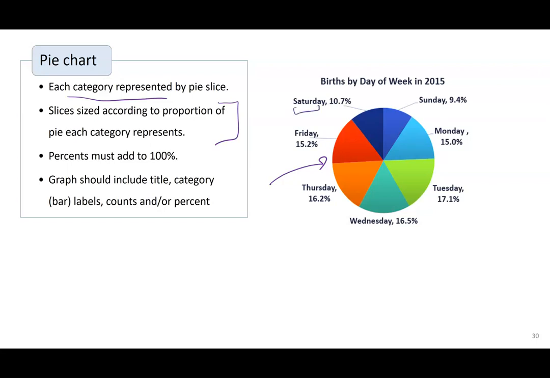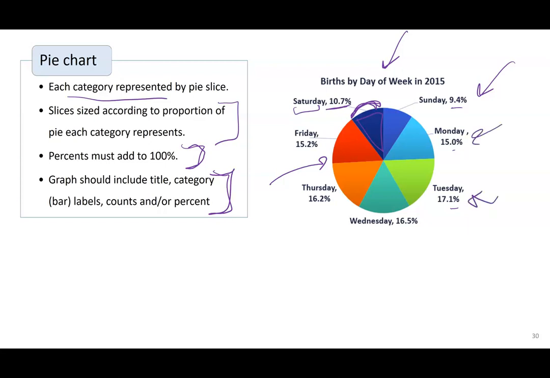So Saturday, 10.7% of the babies were born then. So this dark blue slice is 10.7% of that entire circle. The percents should add to 100%. One thing to note is if you use rounding, sometimes it doesn't add perfectly. If you don't use any rounding, it will add to 100% exactly. And then once again, you should have a title, so birth by day of the week, and category labels, so every single category is labeled here.